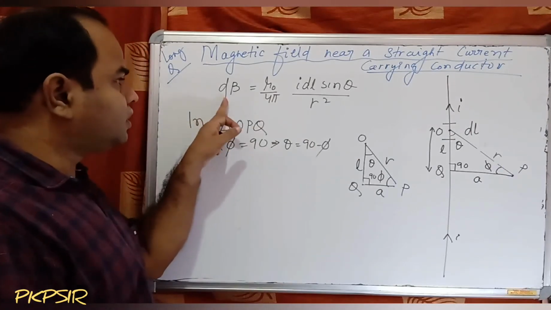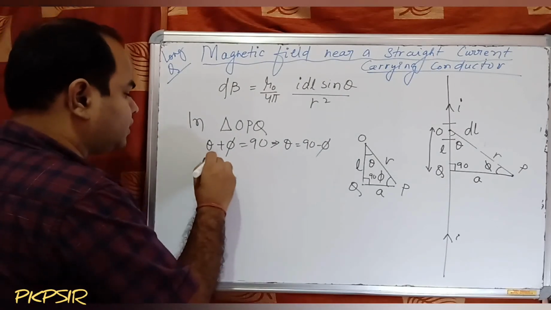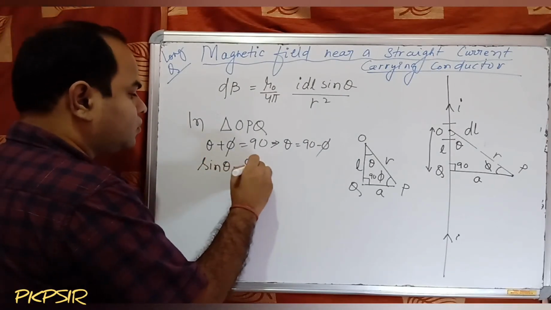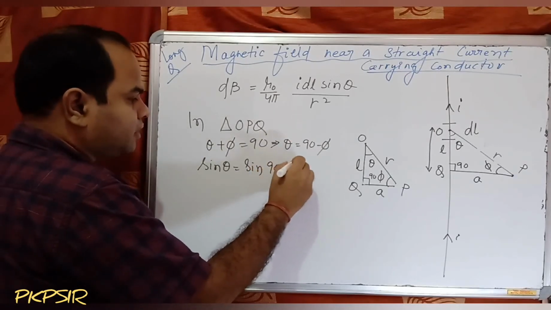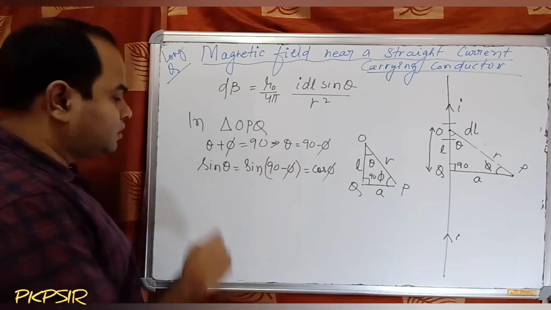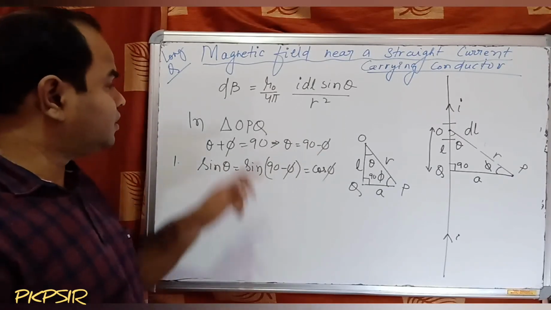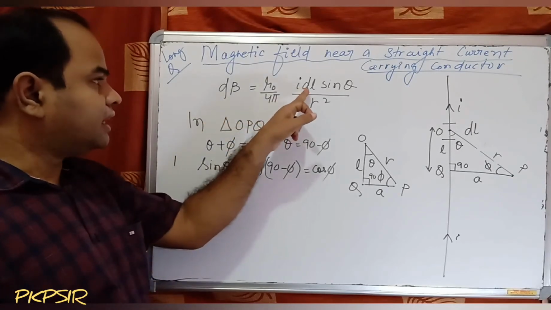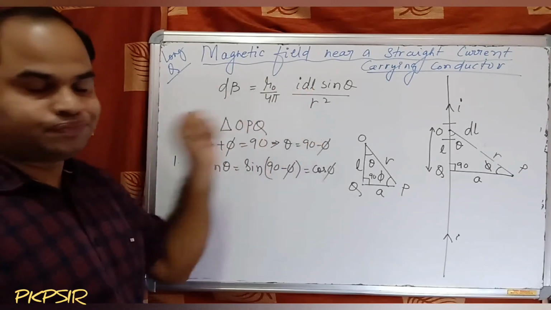In this term dB, we have sin theta. So sin theta is equal to sin of 90 minus phi, that is cos phi. That means sin theta is equal to cos phi. And in this term dB, dl is one term, r is another term. Let us find their values.